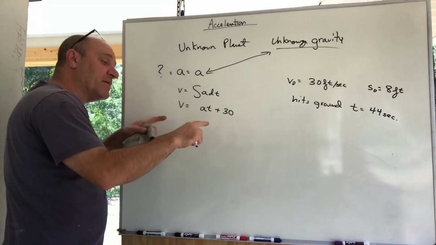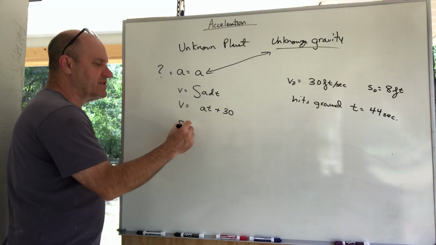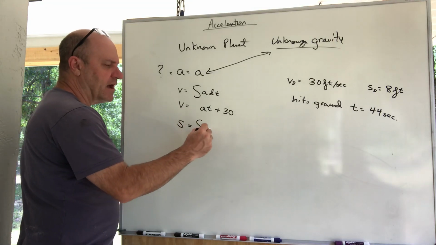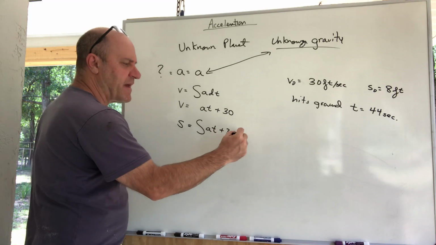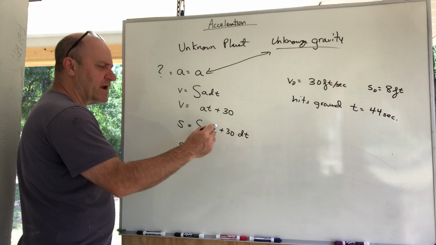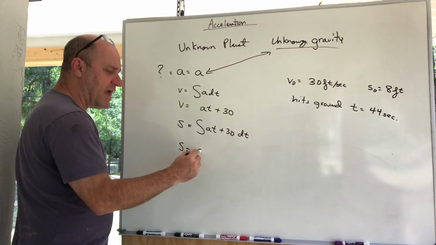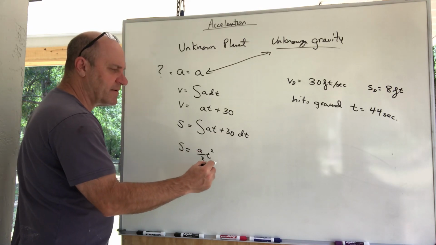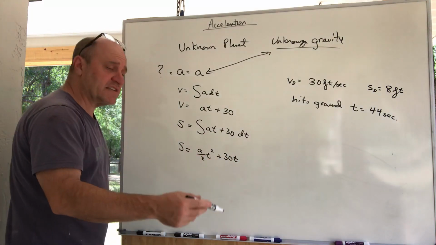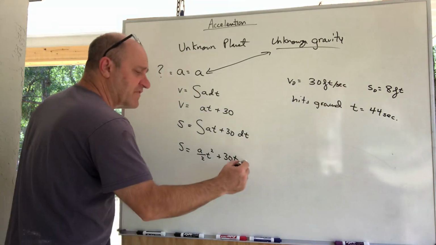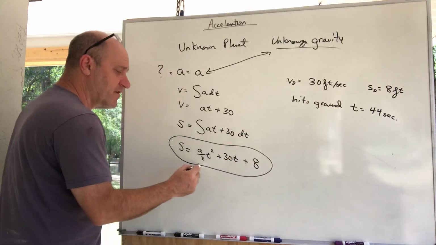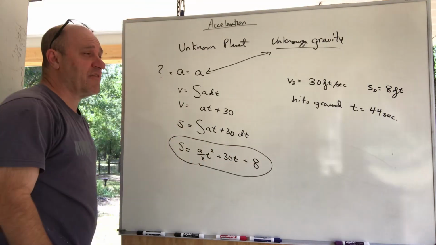You take that to get a position equation. The position equation is s. You integrate that. Watch, I'm integrating this with respect to t. Integrating t squared, divide by 2. Don't forget that. A over 2 t squared. Integrate the 30t. And then you get a plus c. The plus c is the s naught, which is the 8 feet in this case. And there's the position equation for this object that I threw up in the air.